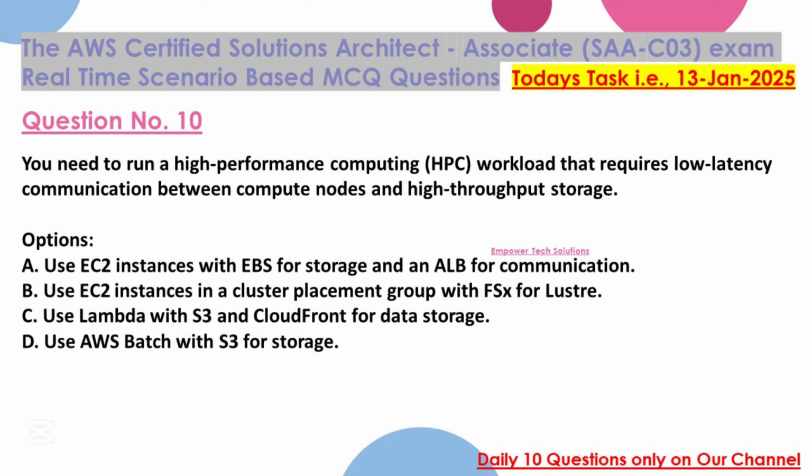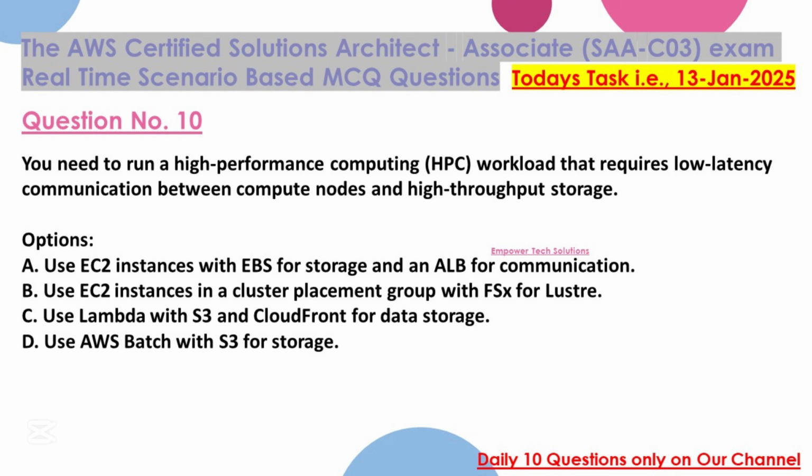You need to run a high-performance computing (HPC) workload that requires low-latency communication between compute nodes and high-throughput storage. Options: A. Use EC2 instances with EBS for storage and an ALB for communication. B. Use EC2 instances in a cluster placement group with FSx for Lustre. C. Use Lambda with S3 and CloudFront for data storage.